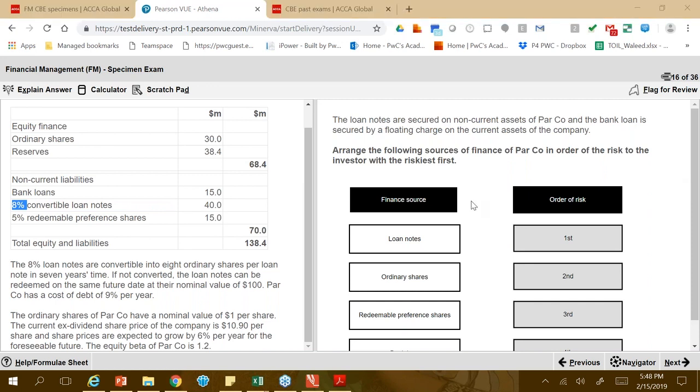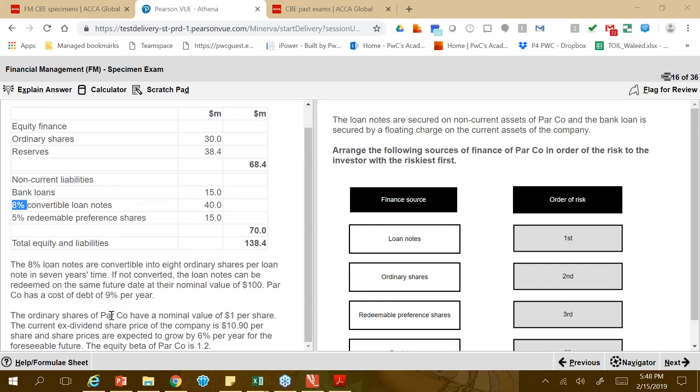Yes, for discounting the cash flows. Discounting the cash flows. Yes, agreed. Well done. Discounting the future cash flows of the debt. That is where we use the pre-tax discount rate or pre-tax cost of debt, 9%.